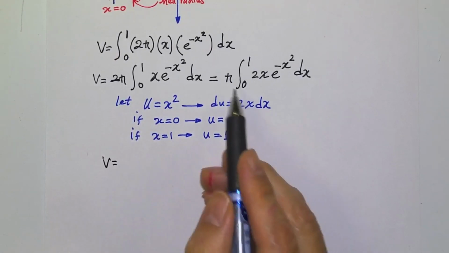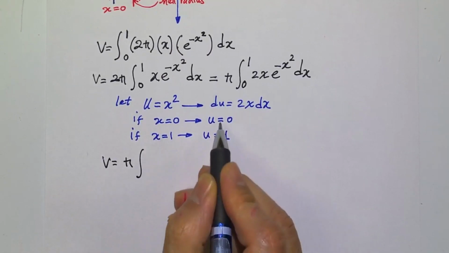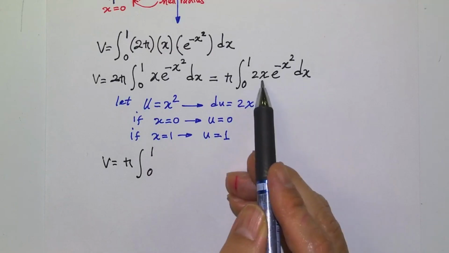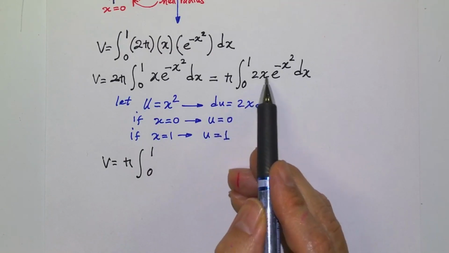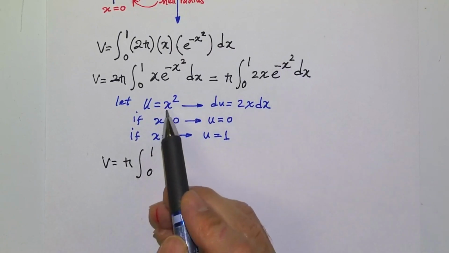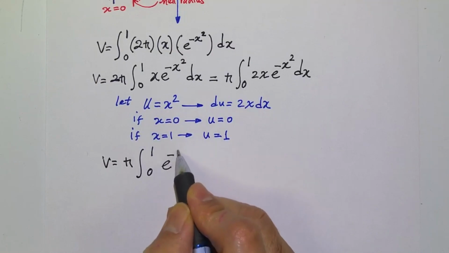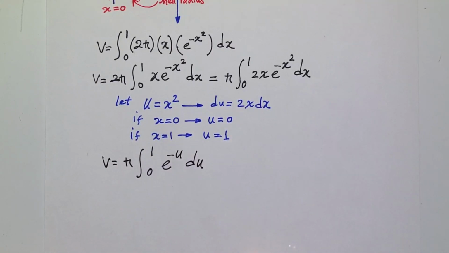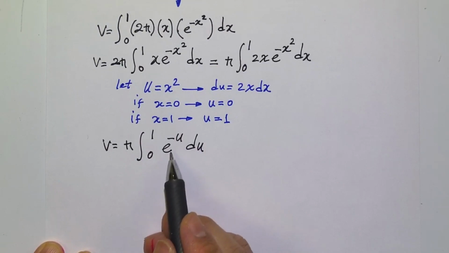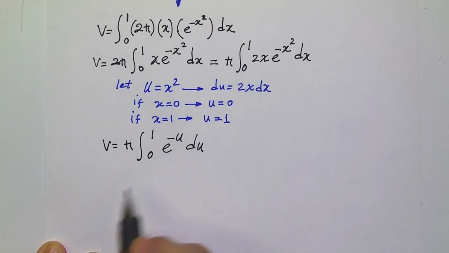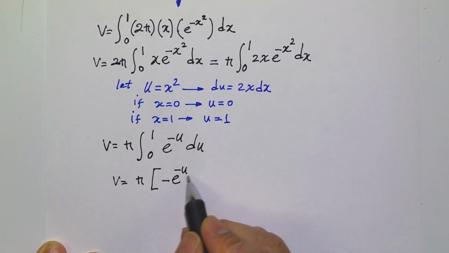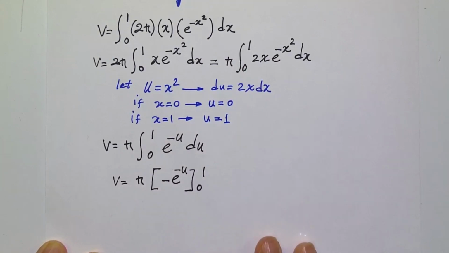So we have the volume equals pi times the integral from 0 to 1 again. Now instead of, notice 2x dx is just du, right? 2x dx equals du. So we can replace that with du, and e to minus x squared can be replaced with e to minus u power. So e to minus u power du. Okay? So if we integrate this, we're going to end up with minus e to minus u power, right? That's an easy integral here. Minus e to minus u power, and then from 0 to 1.